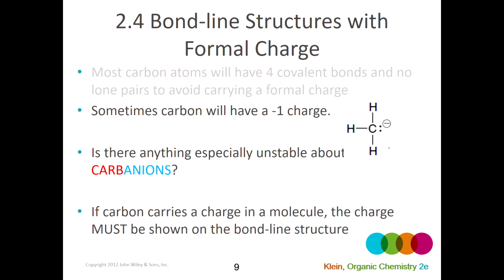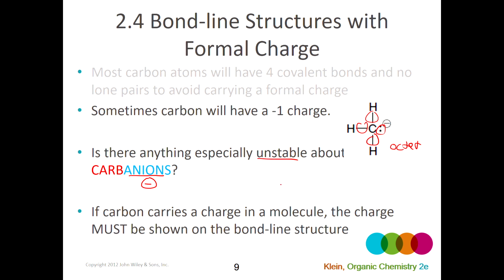So the 3rd most common way we'll see it is as a carbanion. So anion means negative, carbanion means a carbon with a negative. And so what's stable about this is at least it has an octet, right? 2, 4, 6, 8 electrons around it, gives it a noble gas configuration. And it only has one extra negative when we calculate its formal charge. It's only a -1. So why is that unstable?